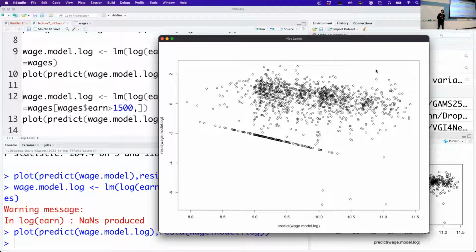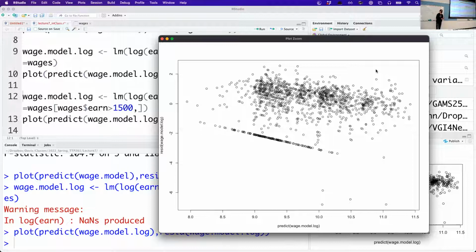Okay, yes. If you wanted to explain what's happening there with the people that earn less than 1,500, you would have to do another regression with other factors. Yeah, you could. You certainly could do that.